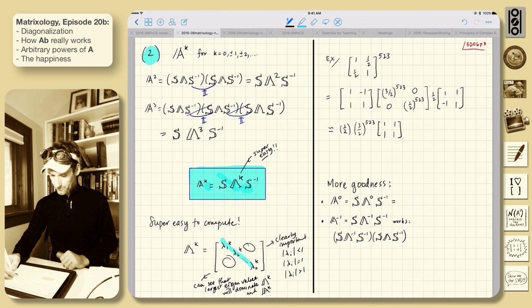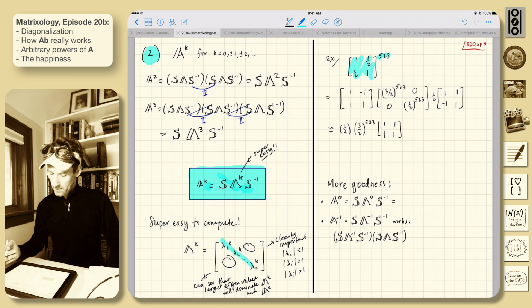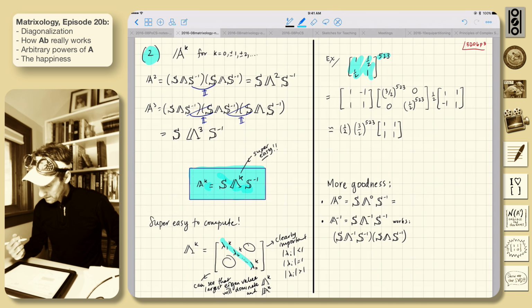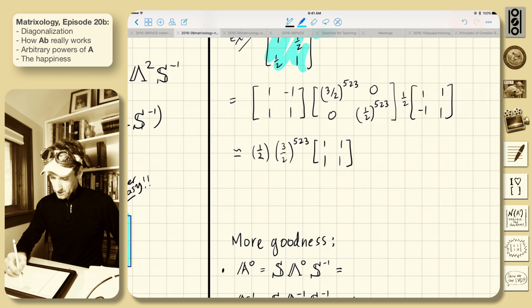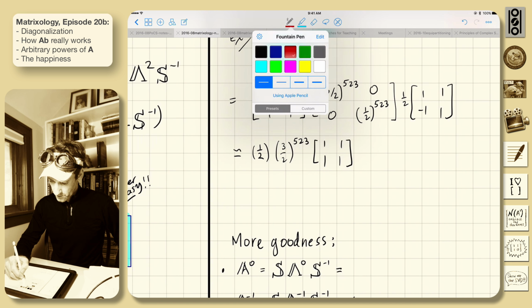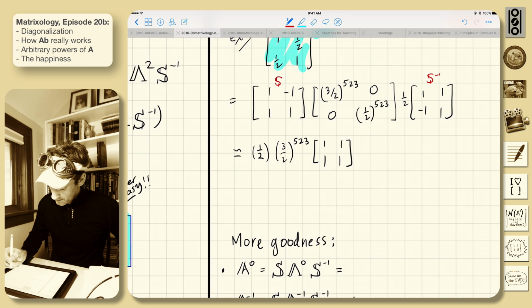So here's an example. We're going to take our matrix to the power of 523. Craziness. That would take a while. You could stick it into MATLAB and so on, but certainly if you wanted to compute it yourself by pencil, that would be bad, and you wouldn't have any understanding of why it did what it did. So here's S, the usual thing. Here's S to the minus 1, and this is lambda to the power of 523.